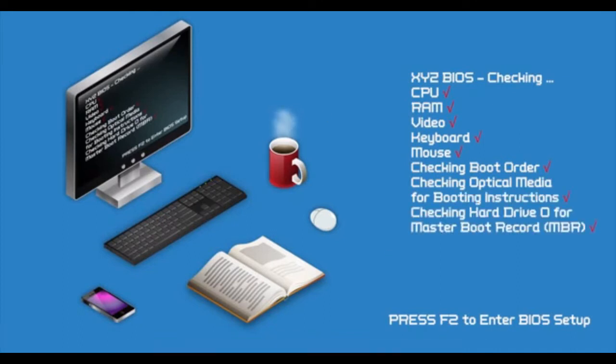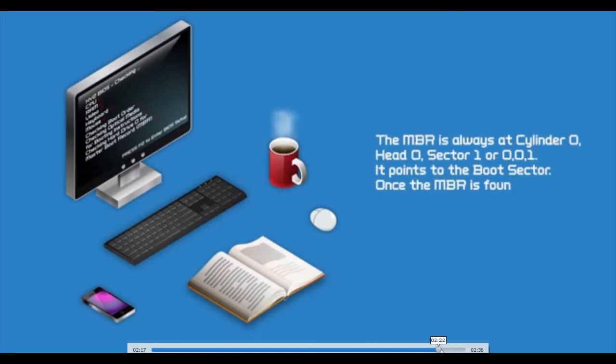When the POST checks whether all the hardware components are working correctly and sends that information to the BIOS, the BIOS then goes on to your main boot drive. Okay, the boot drive is where your operating system is located. In your computer, it might be the C drive.